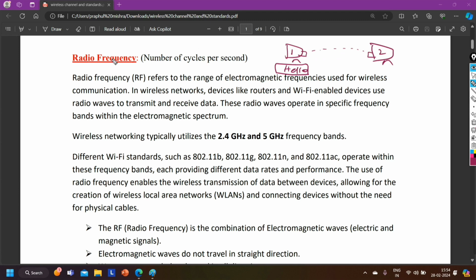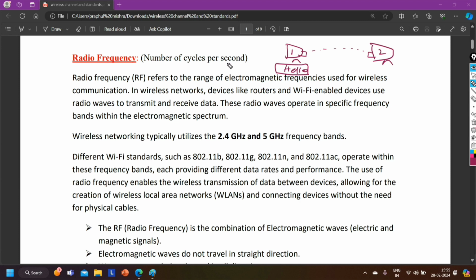Radio frequency, right? And guys, you don't need to master radio frequency. You only need to understand the two frequencies that we are using for wireless networking. That's it. So if someone asks you what radio frequency is in wireless networking, radio frequency is your media. Your data is going to flow in the form of radio frequency only. And what is radio frequency? Radio frequency is nothing but the number of cycles per second.